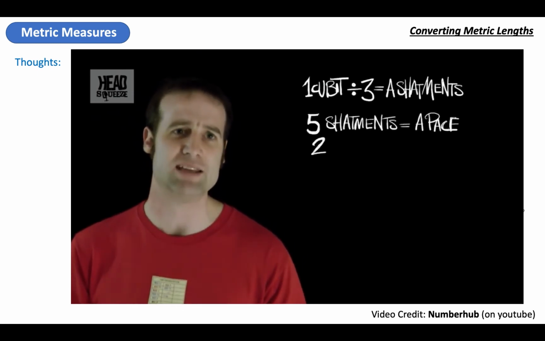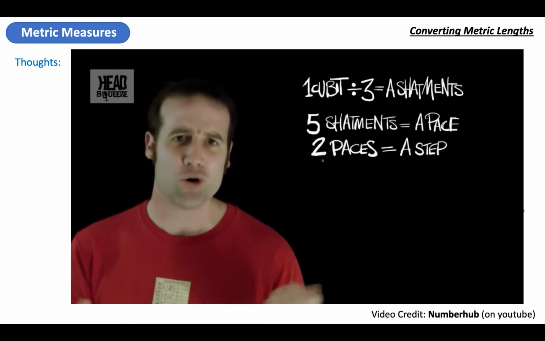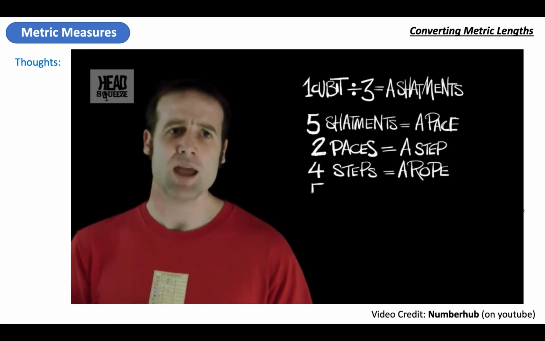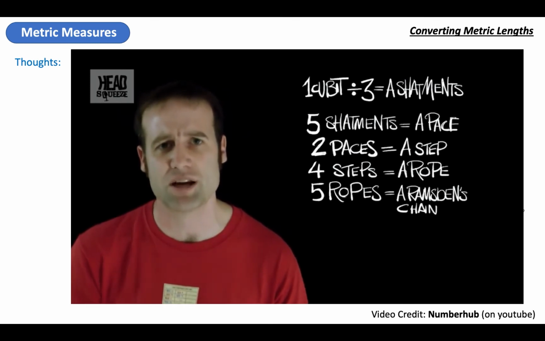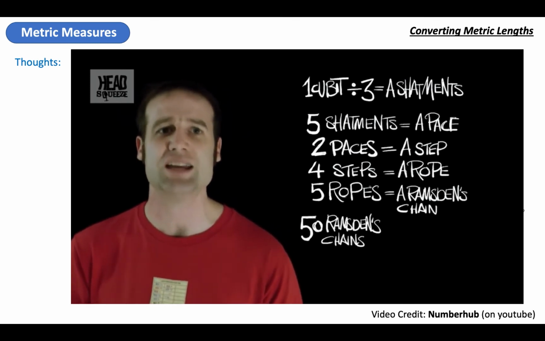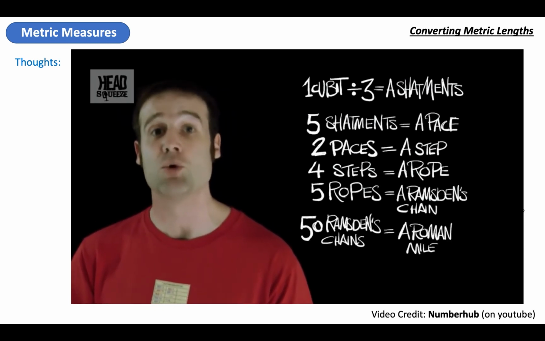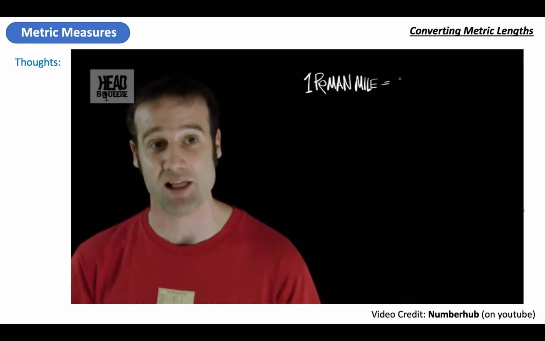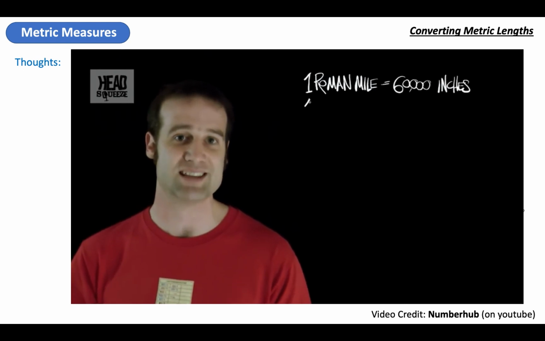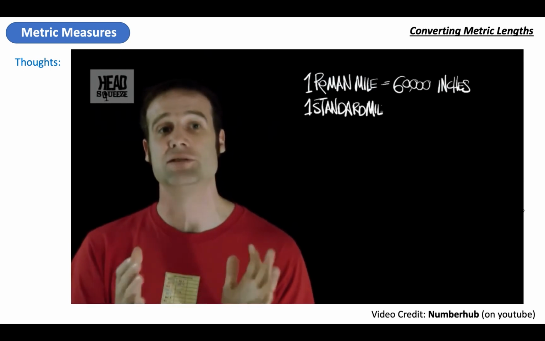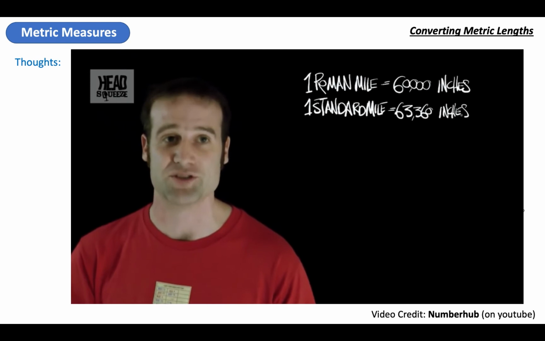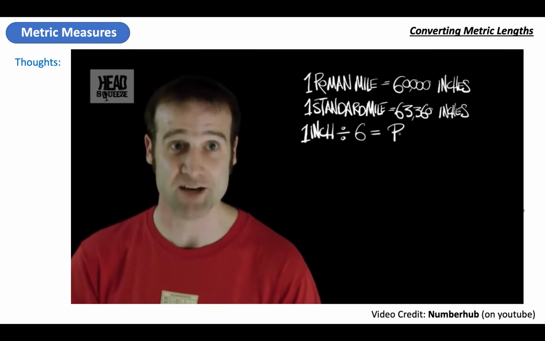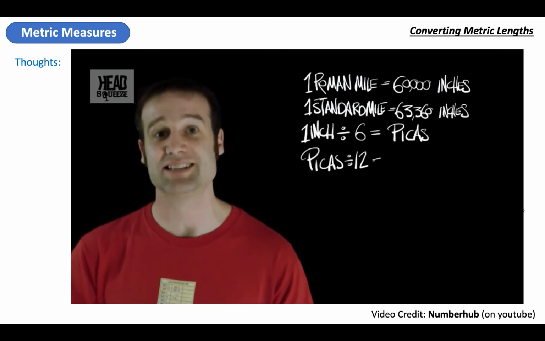If you take 2 paces, you get a step. Of course, 2 paces to the step. If you take 4 steps, you get a rope. If you take 5 ropes, you get a Ramson's chain. If you take 50 Ramson's chain, you get a Roman mile. The Roman mile, of course, wildly different from the standard mile, because while the Roman mile is exactly 60,000 inches, the standard mile is 63,360 inches. Speaking of inches, if you take an inch and divide it into sixths, you get pickers.